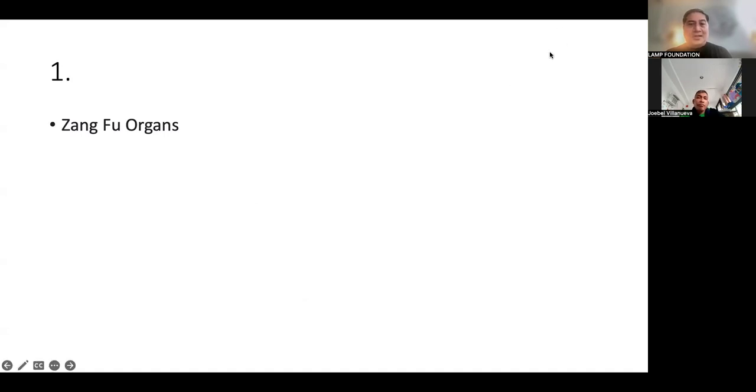Okay. Sir Regil, what are Zang Fu organs? So Zang Fu organs are internal organs of the human body, the viscera, including the bowels. What are the five Zang? When you say Zang, these are interior and yin. Yes, the yin organs. So yin organs include heart, lungs, spleen, kidney, liver, and pericardium.